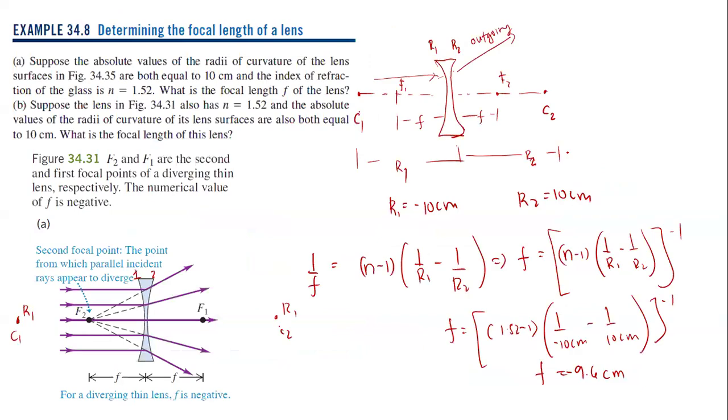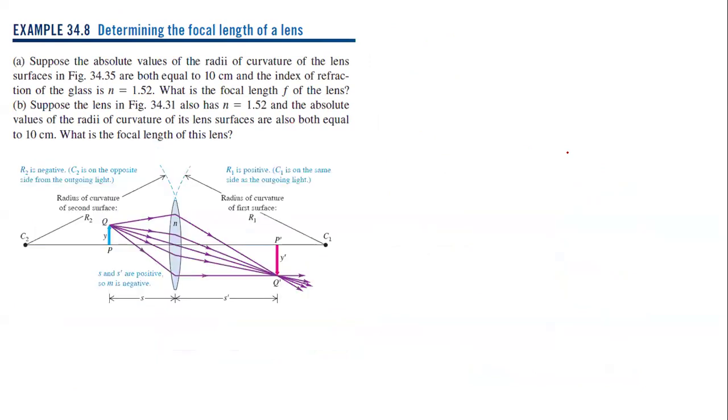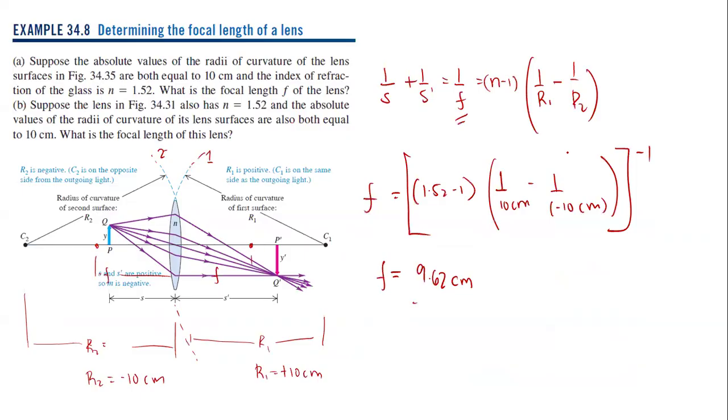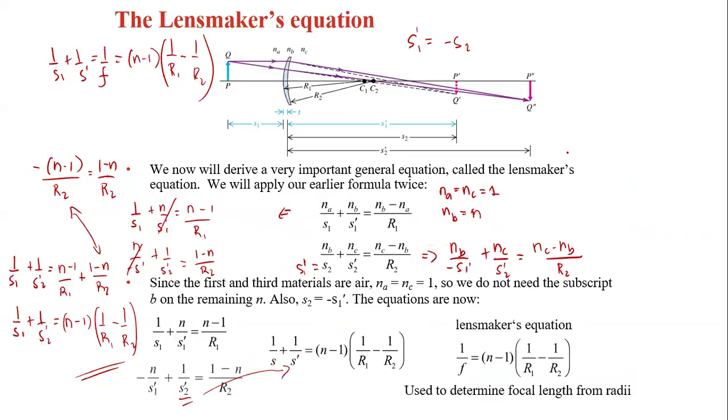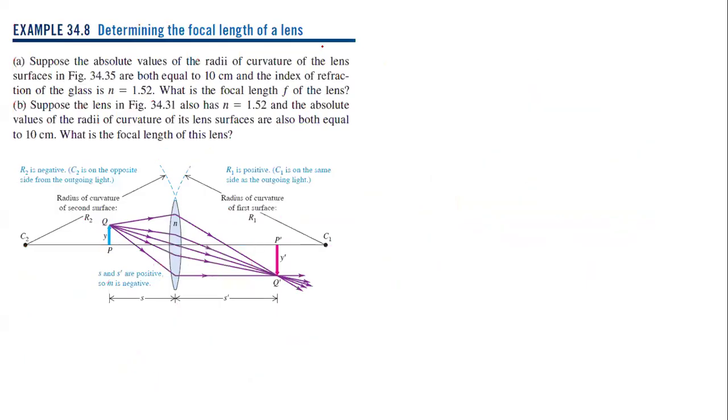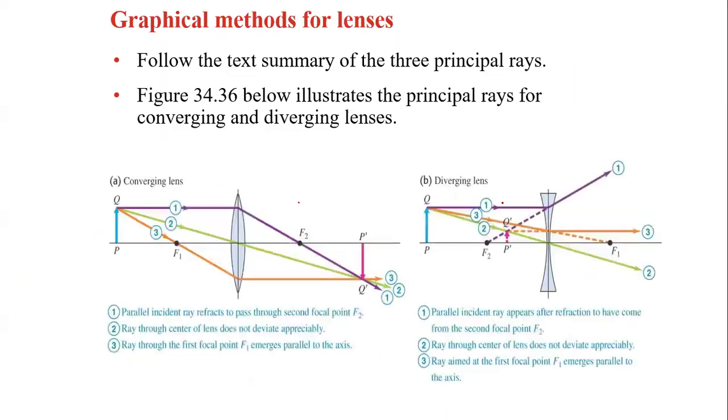So okay, F1 here. In the calculations, we are based on the first surface and the second surface. But in a graphical method, we treat this one as F2 here for the diverging lens and F1 here for the converging lens.